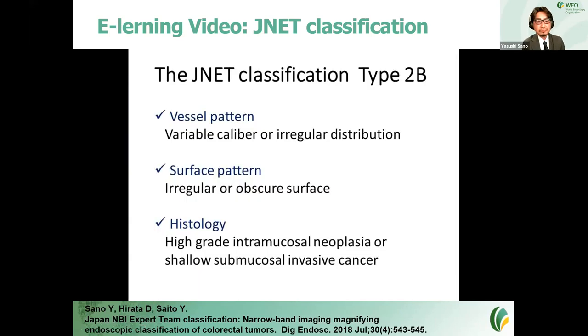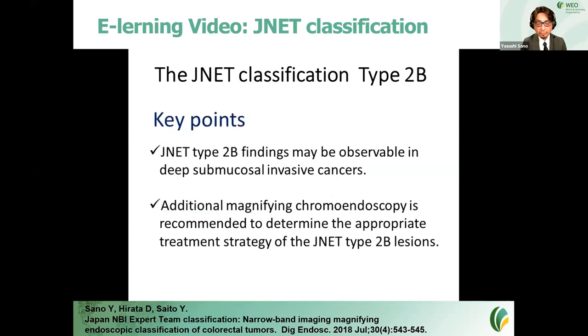The vessel feature of JNET type 2B is irregularity, which means that the caliber of the vessels is variable and their distribution is not regular. In contrast to type 2A, the tubular structure on the surface becomes obscure or irregular. The most likely histology of these polyps is high-grade intramucosal neoplasia or shallow submucosal invasive cancer. JNET type 2B findings may be observable in deep submucosal invasive cancers. Additional magnifying chromoendoscopy is recommended to determine the appropriate treatment strategy of JNET type 2B lesions.